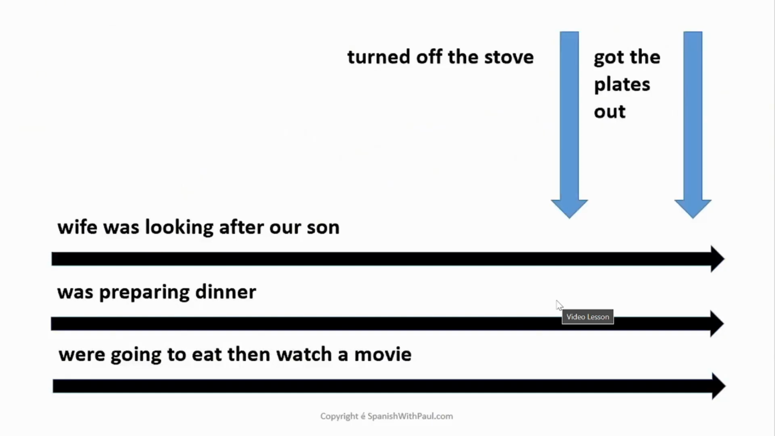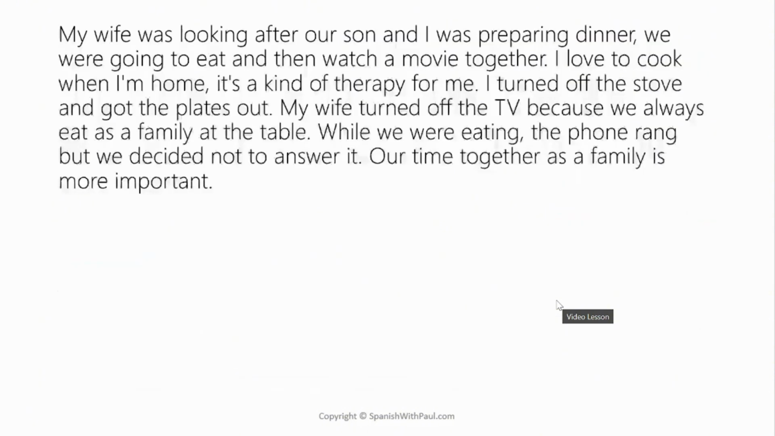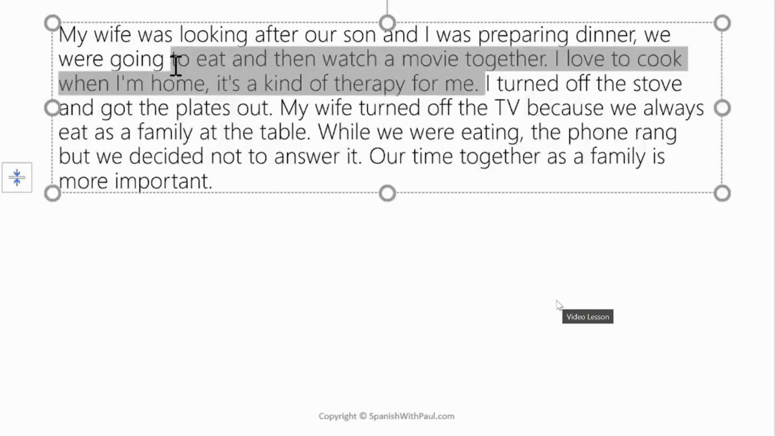It would look like this. So we have all of this background as a horizontal line. This is what was happening. And now the action. This action, I turned off the stove. And then a second action after that, I got out the plates. Remember, when you're going through these translations, it's important that you're seeing these past tenses in that visual way.